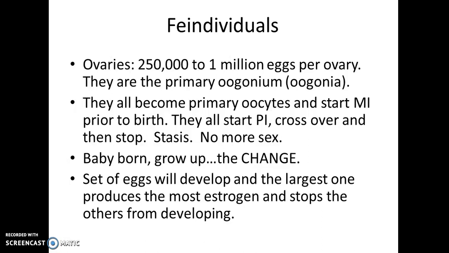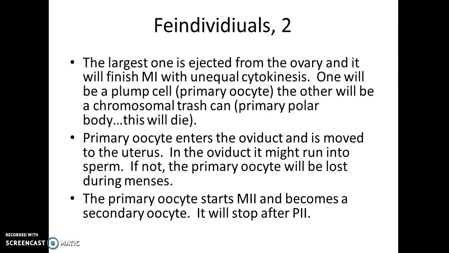Well, a set of eggs, because of hormones, will start to develop. The largest one produces the most estrogen and will stop the smaller eggs from developing. The largest of the primary oocytes is ejected from the ovary once a month, and it will finish meiosis 1 when it's ejected. But when it goes through meiosis 1, there is an unequal cytokinesis. So it does not divide equally.